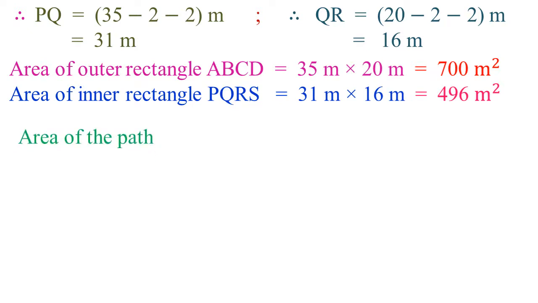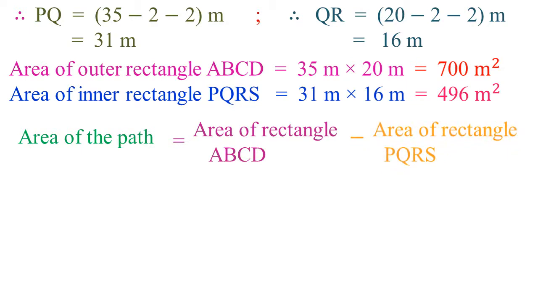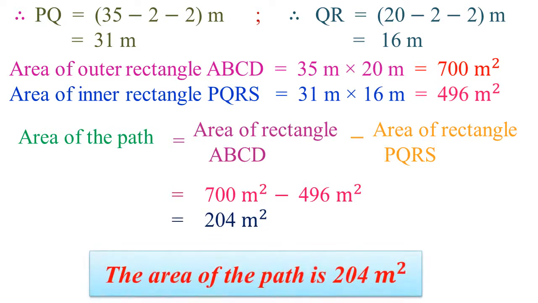Finally, we have to find the area of the path. Area of the path formula: area of the outer rectangle minus area of the inner rectangle. Area of the path equals area of the rectangle ABCD minus area of the rectangle PQRS. ABCD means outer rectangle, PQRS means inner rectangle. So we substitute the values. It gives 700 meter square minus 496 meter square. We subtract and get 204 meter square. Therefore, the area of the path is 204 meter square.